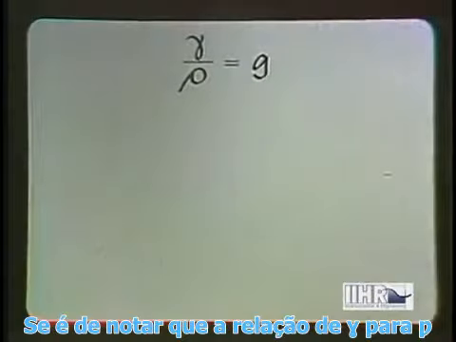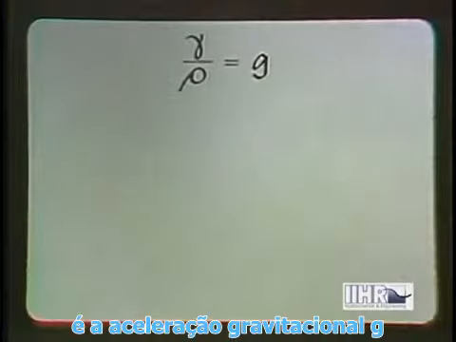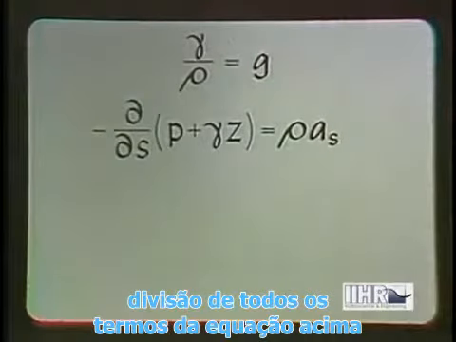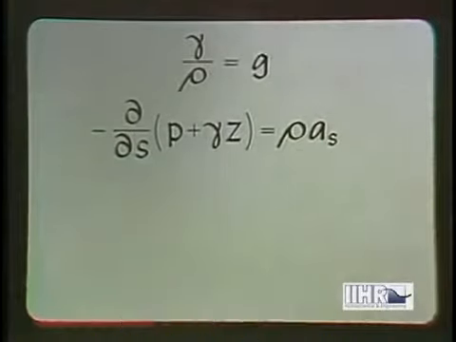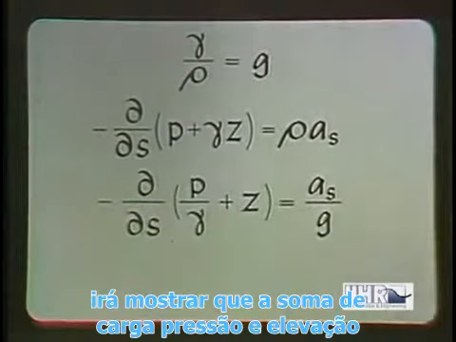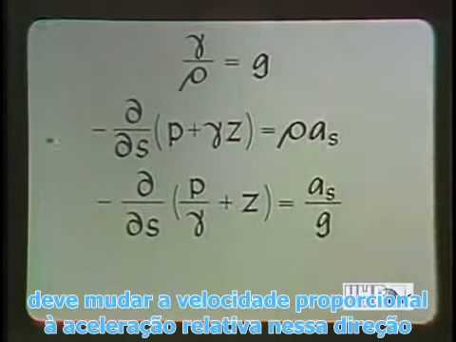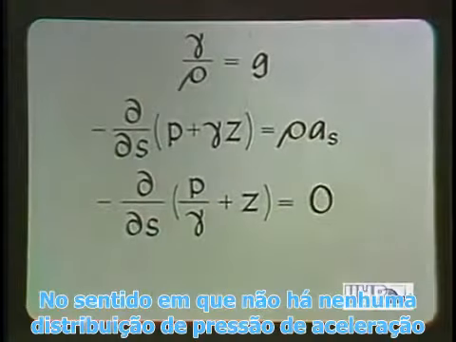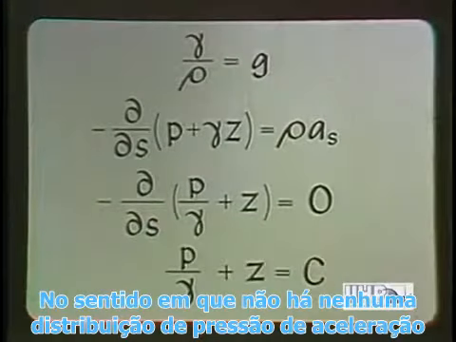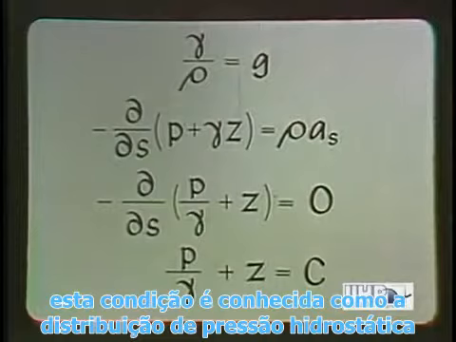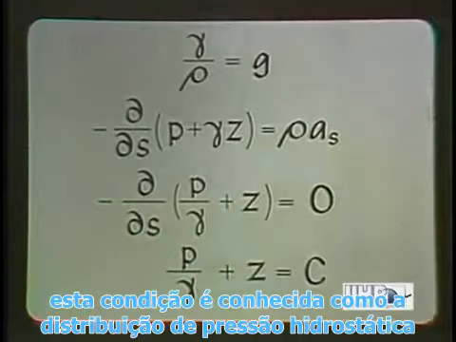If it is noted that the ratio of gamma to rho is the gravitational acceleration g, division of all terms of the foregoing equation by gamma will show that the sum of pressure head and elevation must change at a rate proportional to the relative acceleration in that direction. In a direction in which there is no acceleration, the sum must be constant. This condition is known as hydrostatic pressure distribution.